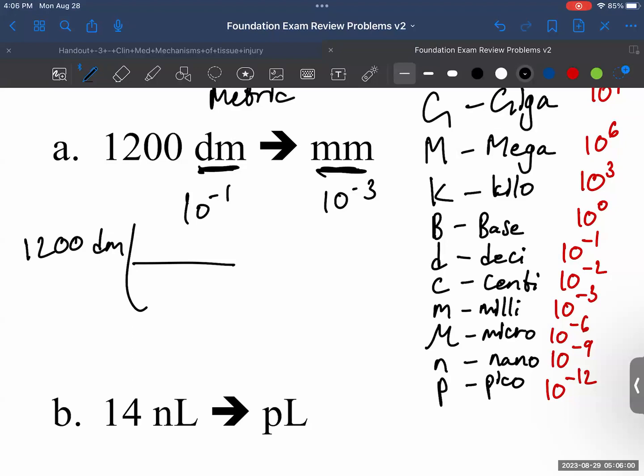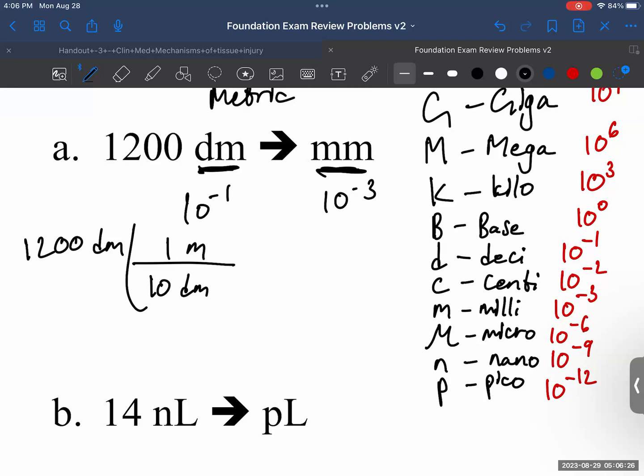This is like one of those trades. You gotta have a middleman in between. So we go from whatever unit we're at to our base unit, and then back to the unit we want to go. That's the usual format for any of these. So 1200 decimeters, how many decimeters are in a meter? 10 to the first, or just 10. So 10 decimeters are in 1 meter.